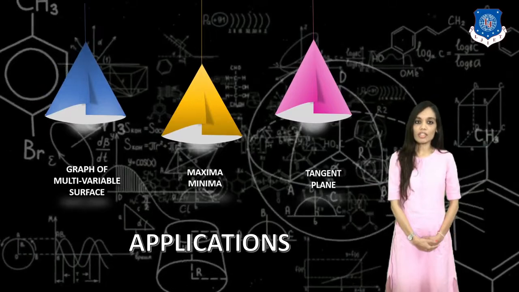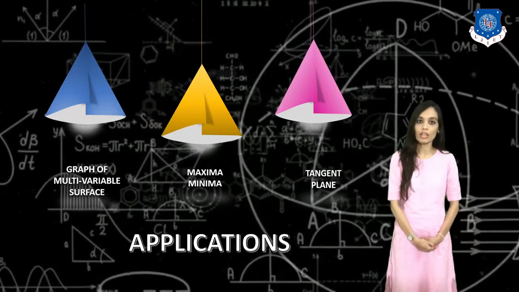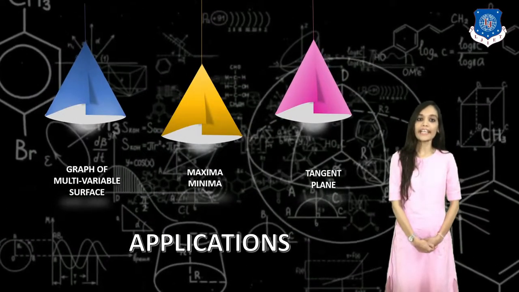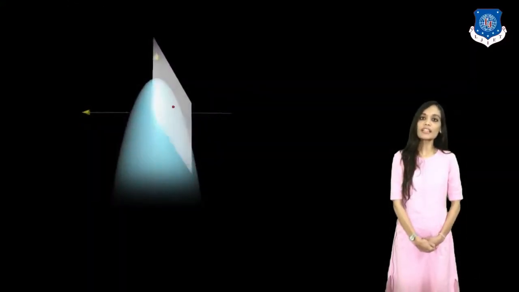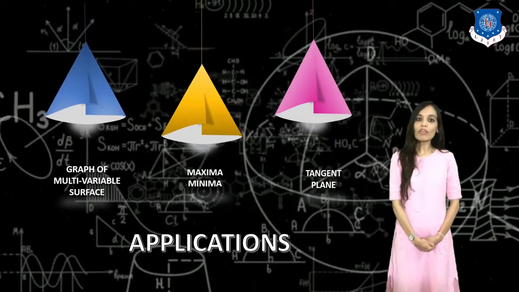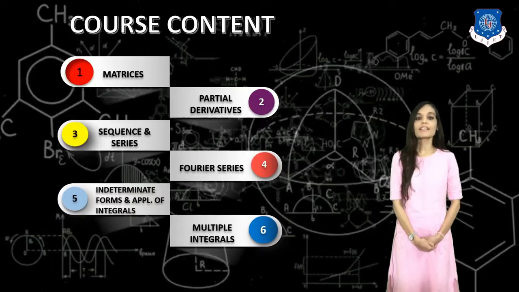Partial derivatives are also used to find maxima and minima of a function. Here you can see maxima and minima of a graph shown here. It is also used to find a tangent plane. The rectangular plane shown in this video is known as a tangent plane. Now let's see the contents of Unit 3, sequence and series.